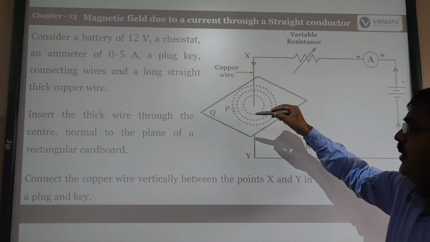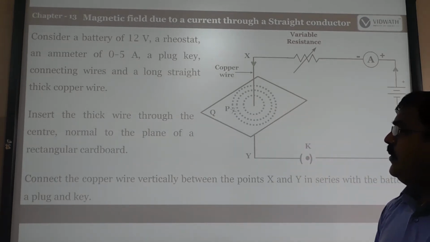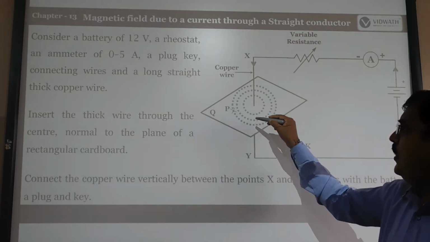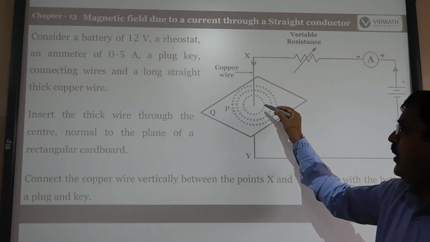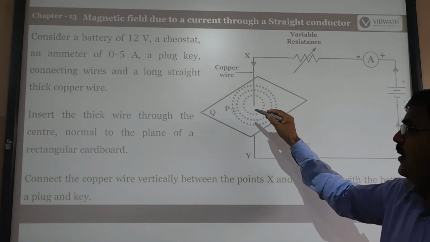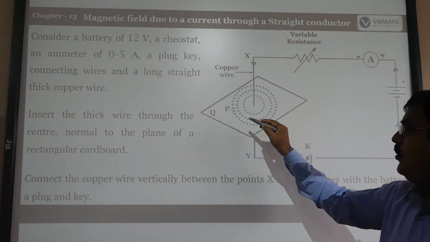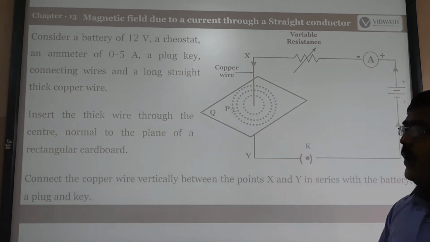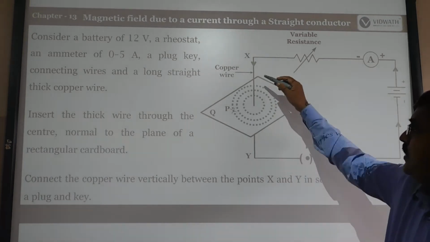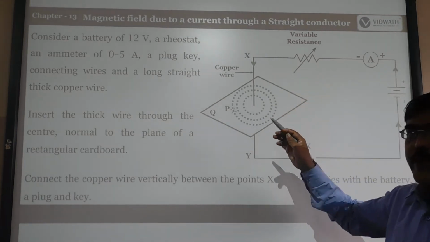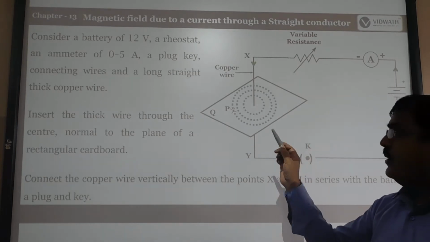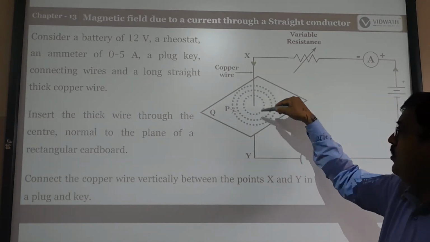Insert a thick wire through the center, normal to the plane of the rectangular cardboard. Whatever this is, we can call it the rectangular cardboard, and it should have a normal thick wire passing through. Connect the copper wire vertically between X and Y. That wire should be made vertical, and this should be joined together.